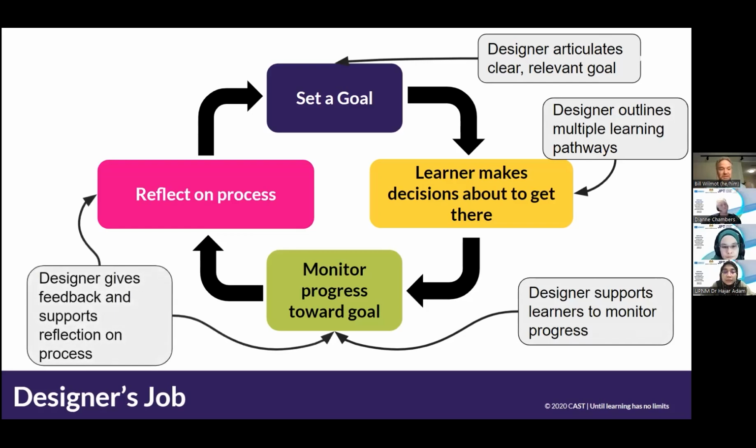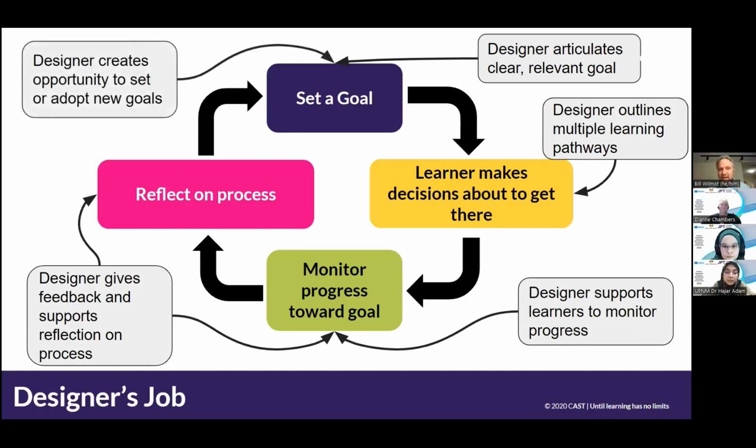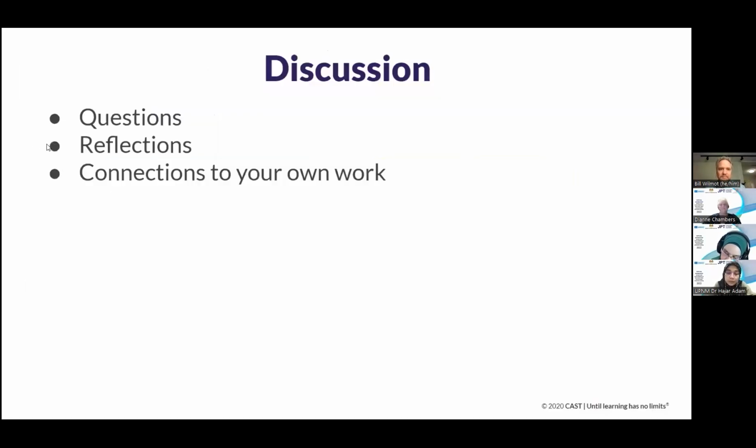And then as designers, we're creating opportunities to give feedback and support the reflection process so that they can take on more ownership and drive more of their own learning. And then we're creating opportunities for them to set and adopt new goals. So this is the ultimate goal of universal design for learning: to increase the learning expertise of learners by giving them access and by inviting greater ownership and control of their own learning.